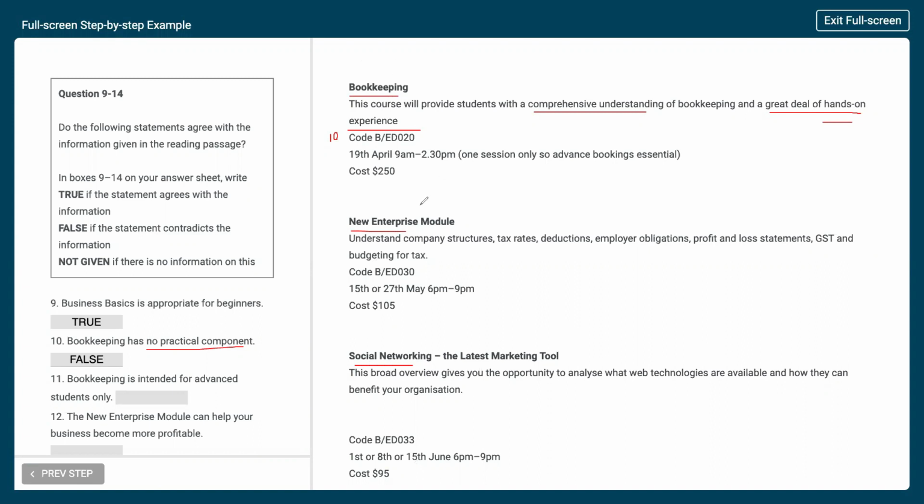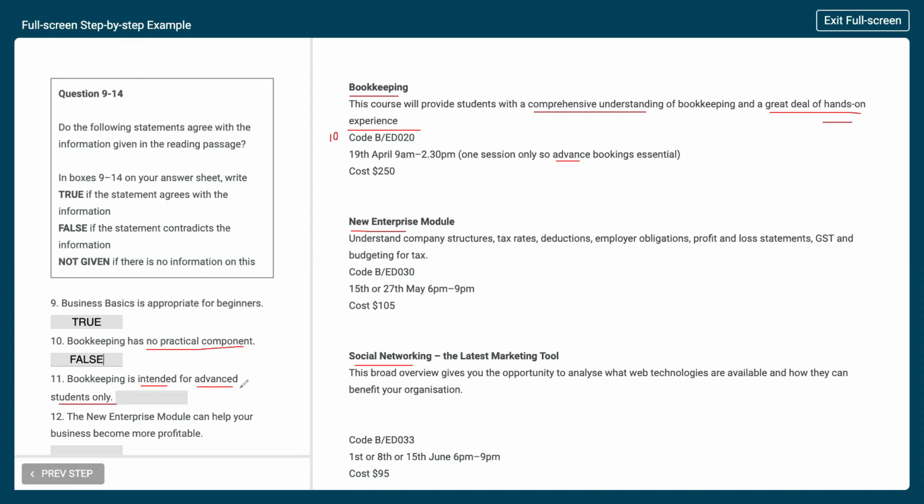Okay, number 11, bookkeeping is intended for advanced students only. So I have the keyword. I see that bookkeeping is still in this area. So let's see. It says advanced in the question statement, and I do see advance here, but notice this trick. So we have the same word, but these are different meanings of the word advanced. First of all, one is advanced and one is advanced. So these are different things. These are advanced bookings. So these are bookings ahead of time. Here, this is advanced students, like the level.